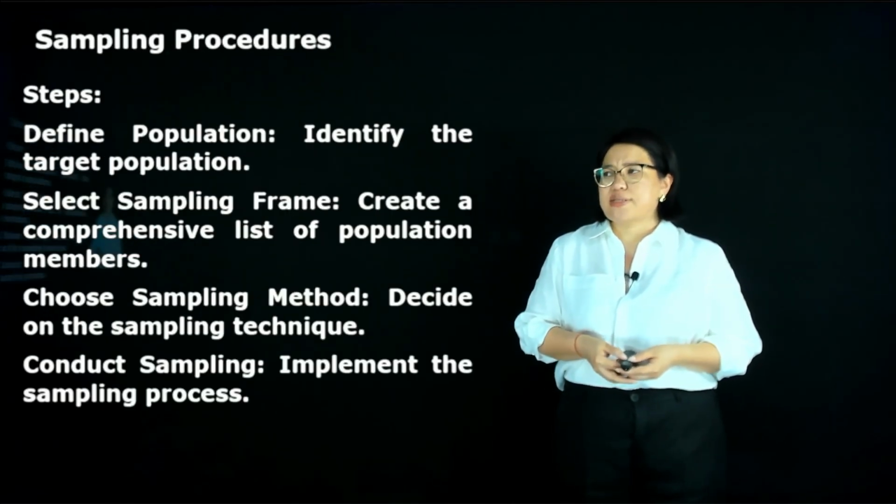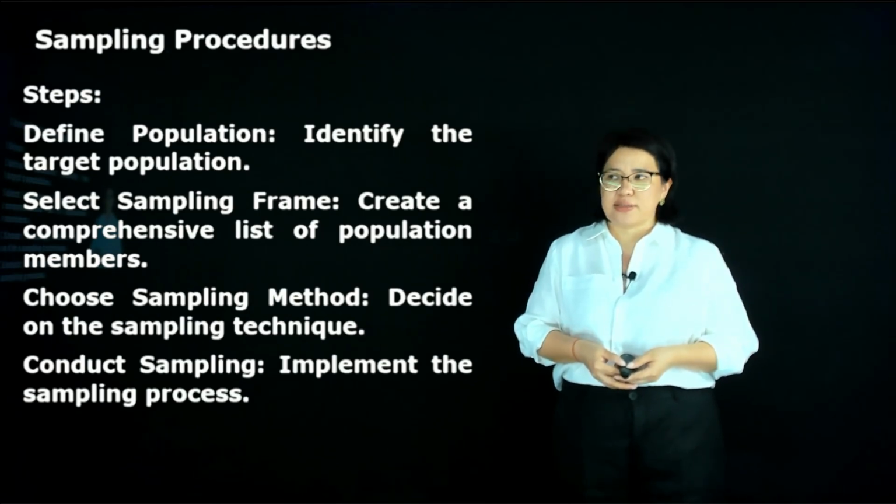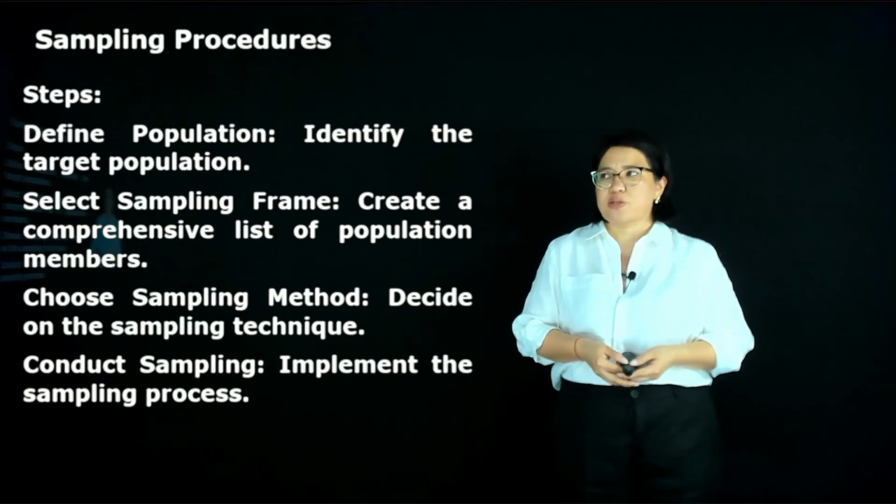The sampling procedure steps are: define the population, select the sampling frame, choose sampling methods, and conduct sampling. The first is to identify the target population, create a comprehensive list of population members, and decide on the sampling techniques. Then implement the sampling process.